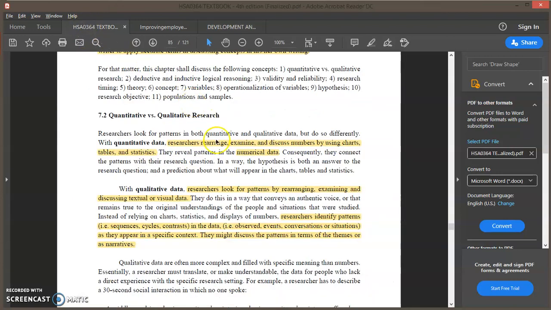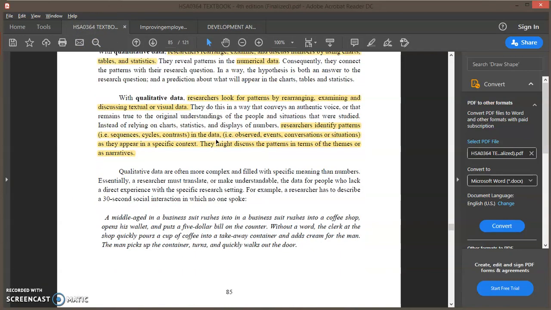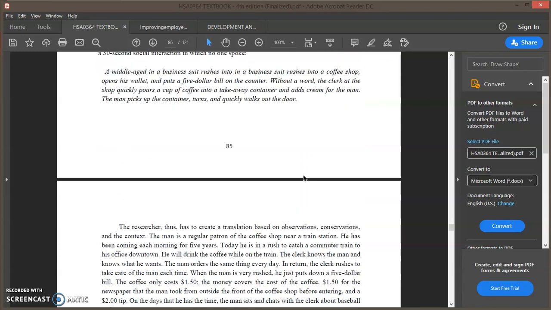Again, it says in your book that qualitative data are often more complex and filled with specific meaning than numbers. So, is it more complex? That depends. It totally depends, actually. This is a huge debate. Which one is more complex? Which one is easier? Which one is more difficult? It's an ongoing debate, so you decide which one is more complex.